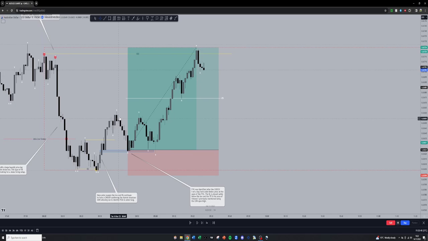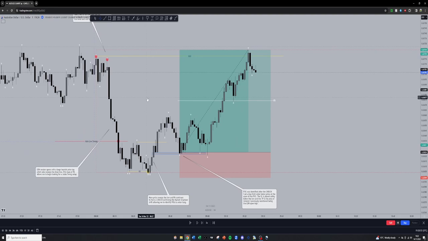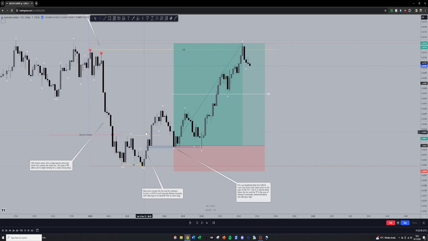And this sort of setup happens, I mean, I'm not going to say every day because it doesn't, but it happens at least once a week. And as long as you get familiar with seeing it and mapping it to the higher time frames, there's no reason why you can't capitalize off this.